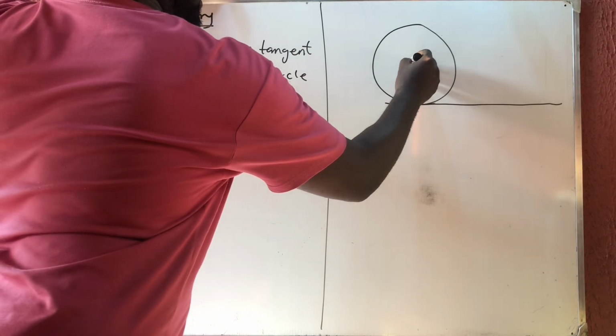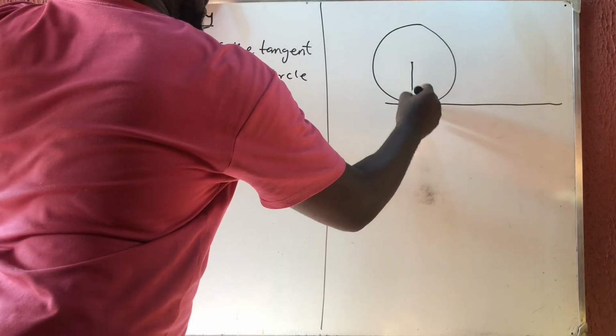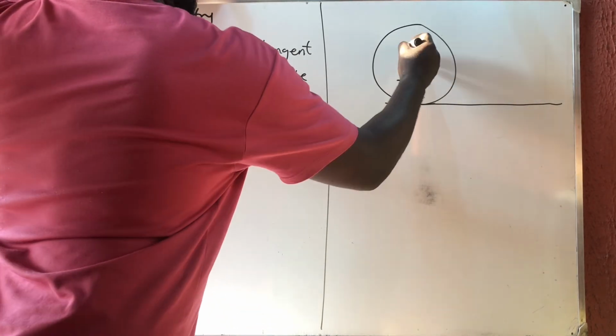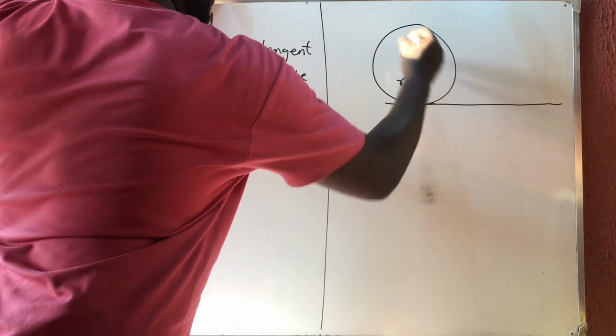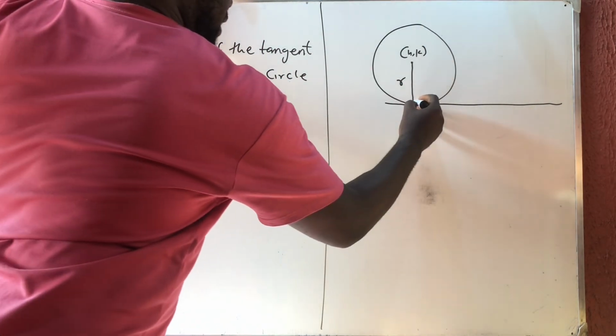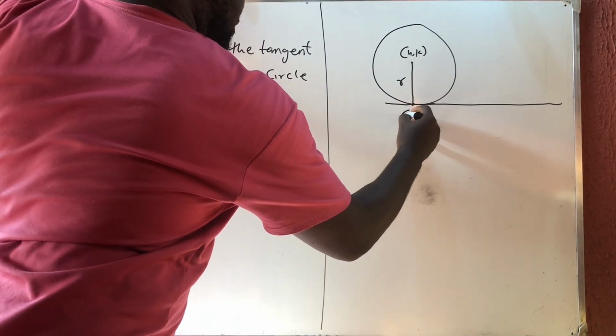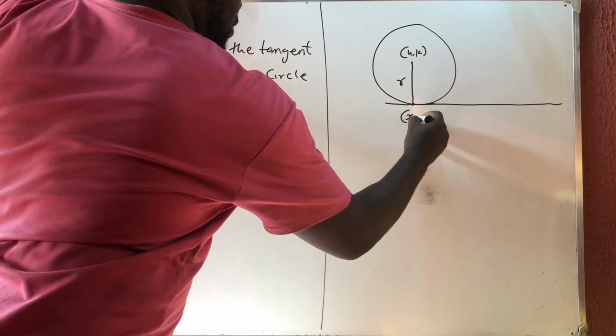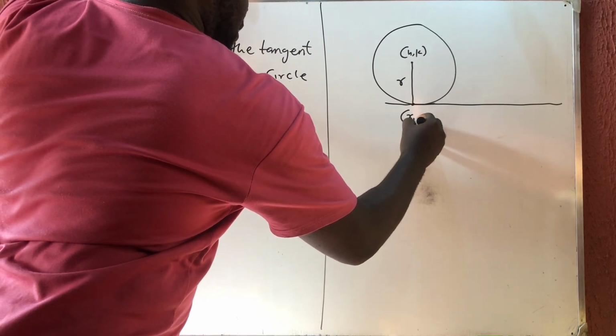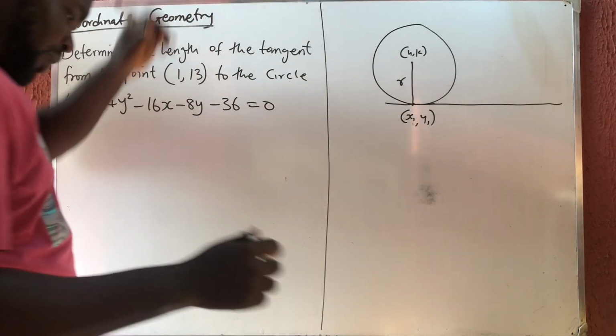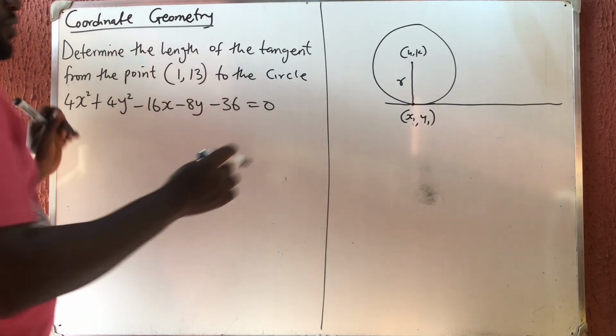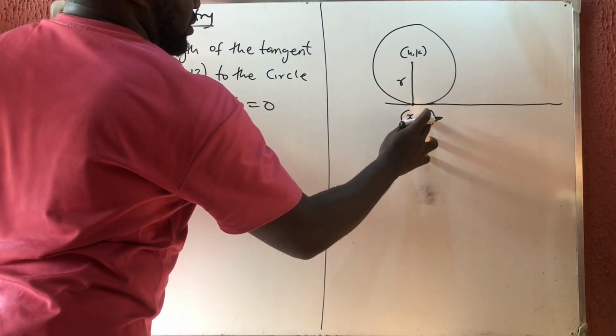And you know that from the center to any part of the circumference is called the radius. This is the radius. And the center of the circle, let's call it (h, k). And then let's call this the point of the tangent, (x1, y1). Okay? So we have this.